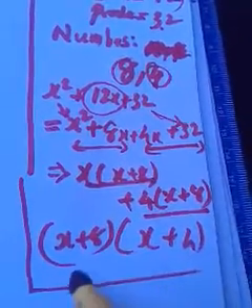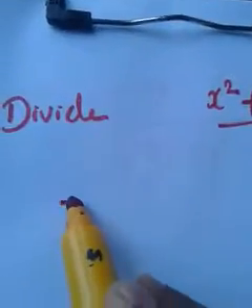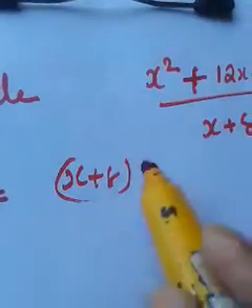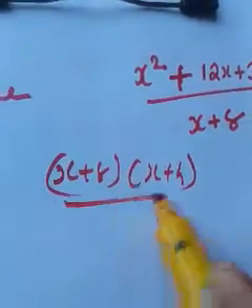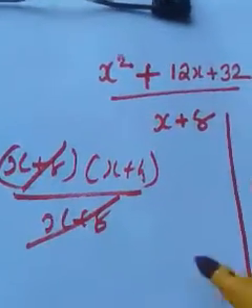So this is the factorization of that. That means this numerator can be written as x plus 8 into x plus 4, and the denominator as it is, x plus 8. So you can cancel these two, no? So this is the advantage.